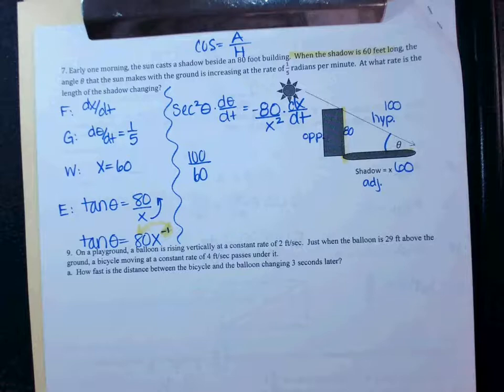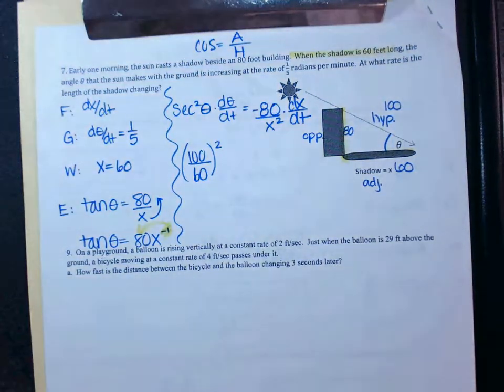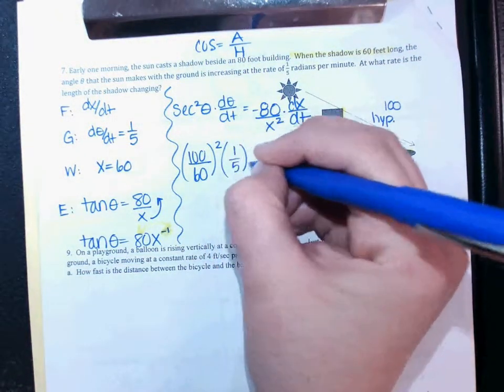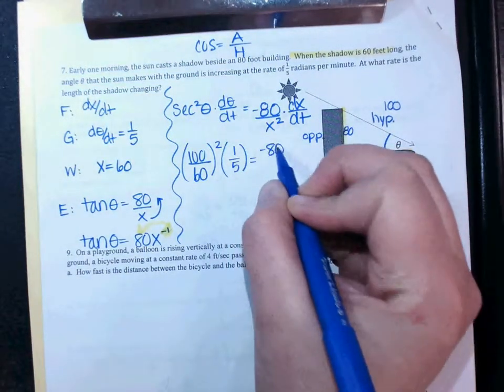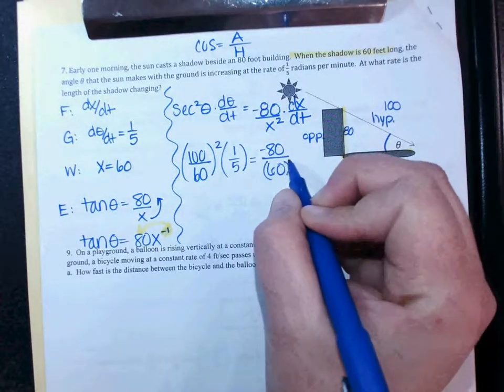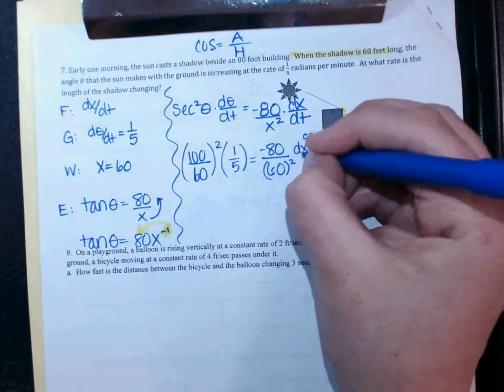Okay? That's okay. Y'all are doing great. And then it's squared. And then I have a d theta dt. What was that? A fifth. Okay, moving to the other side now. I had a negative 80 on top. What is my x if I square it? 60 squared. Actually, I'm just going to write it like that. Okay, and then dx dt.